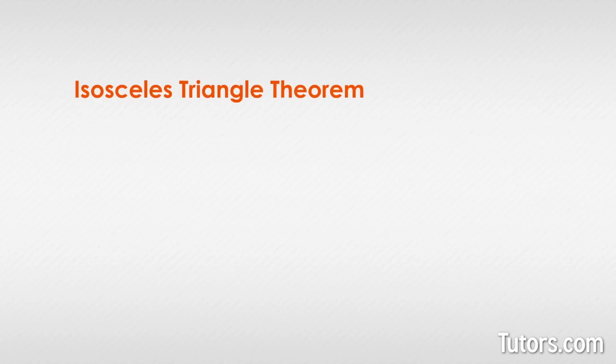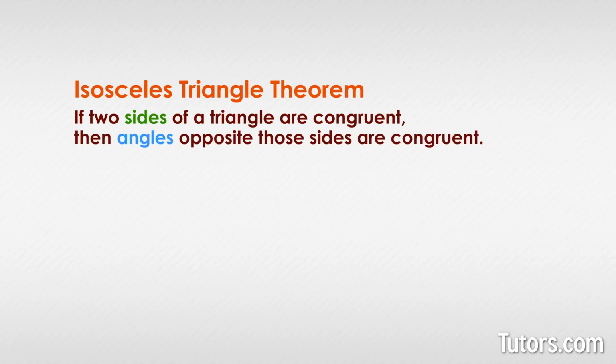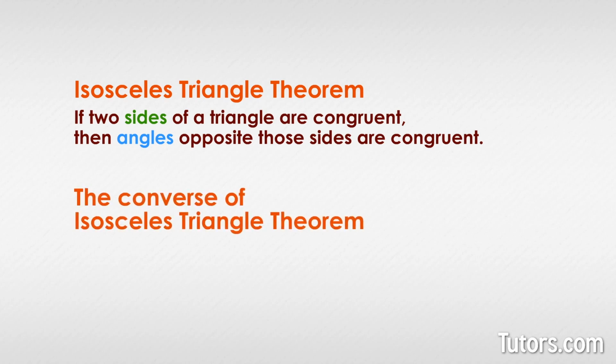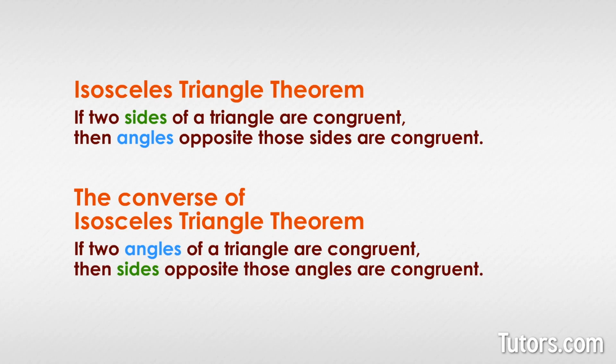Now let's talk about the converse of the Isosceles Triangle Theorem. The Isosceles Triangle Theorem says, if two sides of a triangle are congruent, then angles opposite those sides are congruent. To make its converse, we need to swap the parts and adjust the wording to make it grammatically correct. You get something like this. The converse of the Isosceles Triangle Theorem states, if two angles of a triangle are congruent, then sides opposite those angles are congruent. The converse statement reads correctly, but is it true?